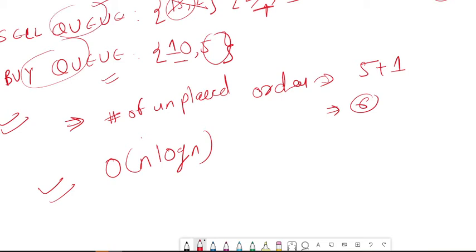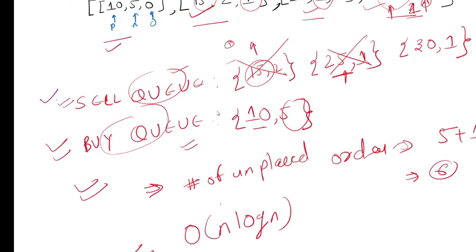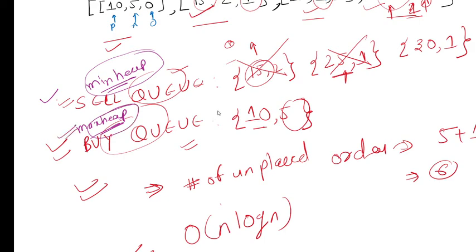So essentially you need to maintain this queue in such a way that the first element should be the minimum one in the sell order. Let me change the pen. So the sell queue should be a min heap, right? I'm sure everyone knows what a min heap is. It's a data structure, and again the buy queue should be a max heap. So that's all. If you construct a min queue and a max queue, the question is solved.